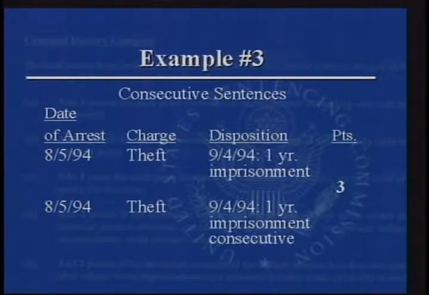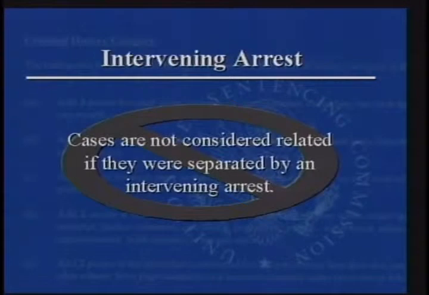And then our next slide shows where we have two sentences where there's a consecutive sentence imposed on the second count. And you can see here that we would just add the two together. The total sentence here was 2 years, which obviously exceeds 13 months, so we assign 3 points to that group of sentences.